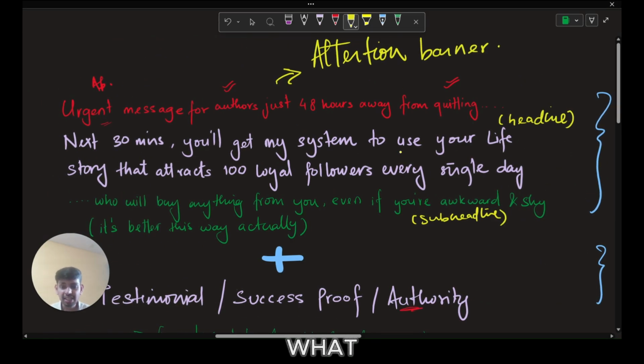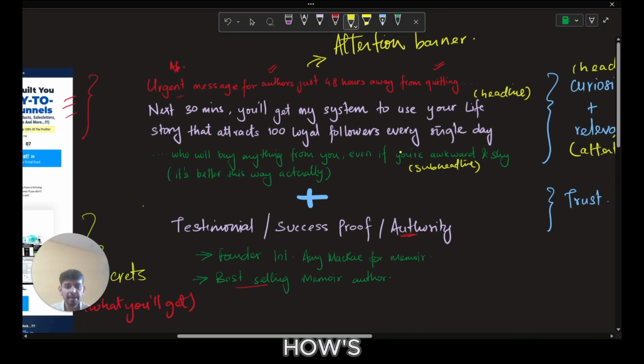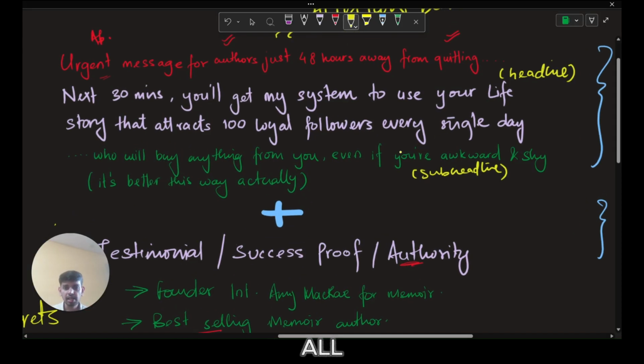Once they know it's relevant to them, then they need to be emotionally excited to continue reading. So over here, what I'm saying is next 30 minutes, it's high performance. Everything is high performance. Everything is high urgency. Next 30 minutes, you will get my system to use your life story to attract 100 followers every single day. So using my personal story to attract people, I don't even know how that's possible because I'm not an extroverted person. I'm introverted. I am awkward, all of that stuff.